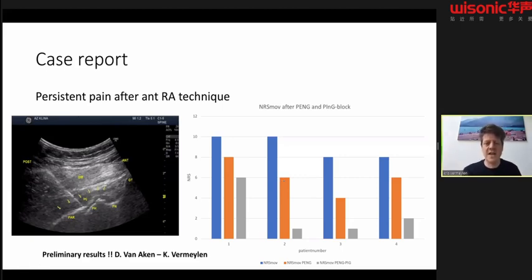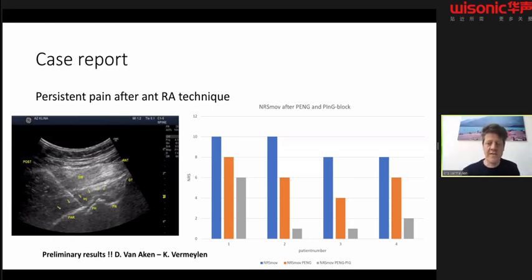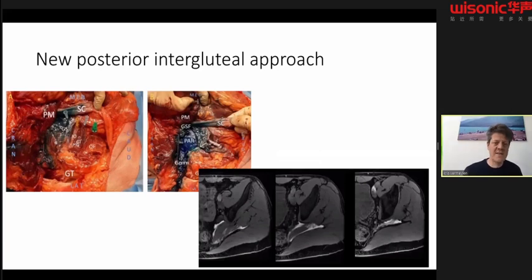But he still had a lot of posterior pain, so I did this posterior intergluteal approach, and then the pain dropped even more. He went to the ward. He was operated on the next day. We performed a Fascia block the next day. He received a new hip, a total hip replacement, and the patient was doing very fine. Just to say that we have to think about posterior approaches as well. The posterior innervation can be important.